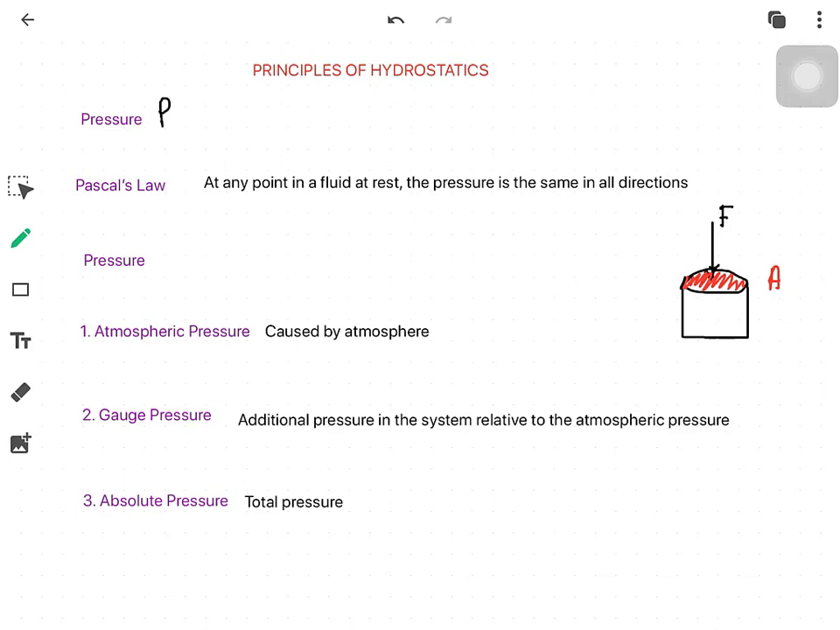Pressure P is equal to the force applied over the cross-sectional area of your object. So that is pressure. If the unit of force is in kilonewton and the unit of area is in meter squared, the corresponding value is expressed in kilopascal, wherein Pascal is equal to Newton per meter squared.